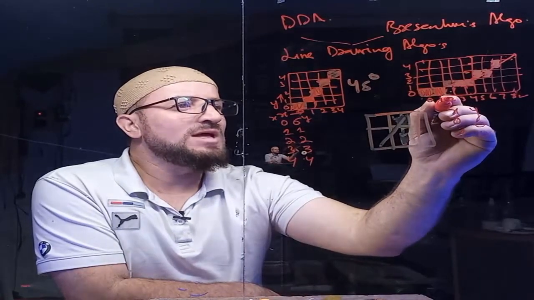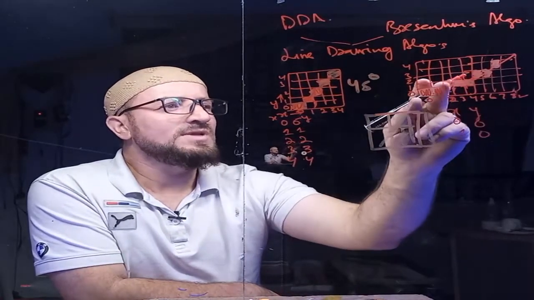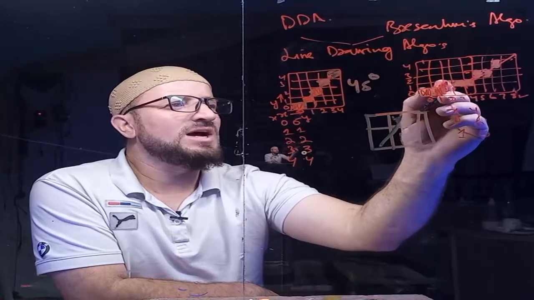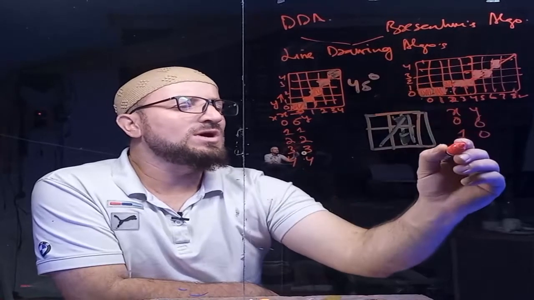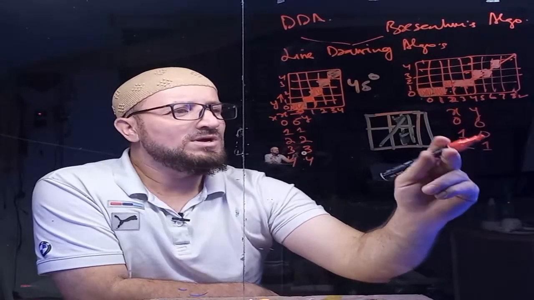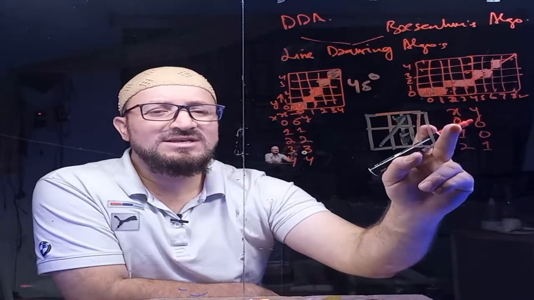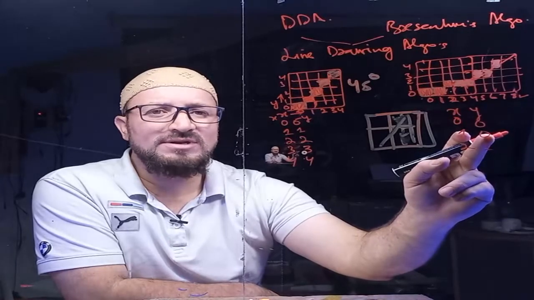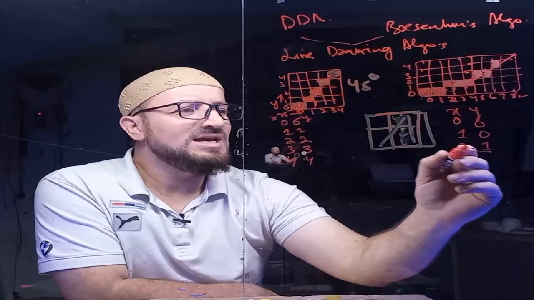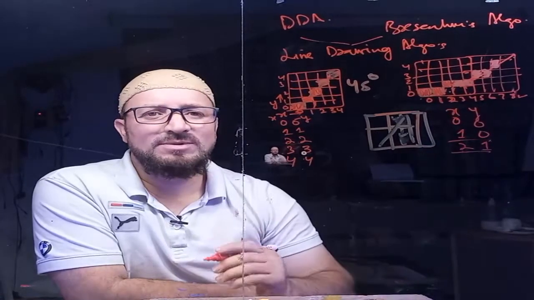Now when I move to pixel 2, here x is 2. X is 2, what is y? Y is 1. So this is 2, 1. Now x is incremented, y is also incremented. In the previous case, x was incremented, y was not incremented. Now in this case, x is incremented, y is also incremented.